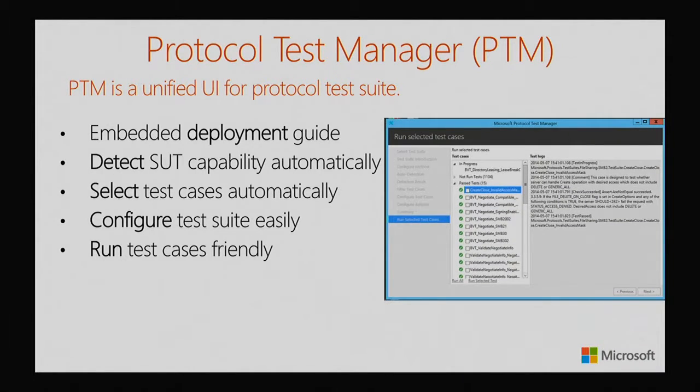Then the last one is you can just run the selected test suite. You can either select run all or just select the test cases. If a test case failed, you can just select the failed test case and rerun. And the right part is about the test logs. So we will have more demos about how to use the PTM to run the test suite during the next 6 sessions for the specific protocol test suites.